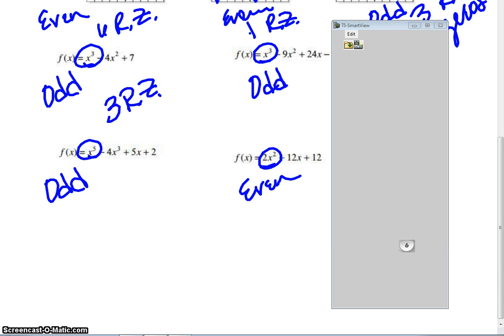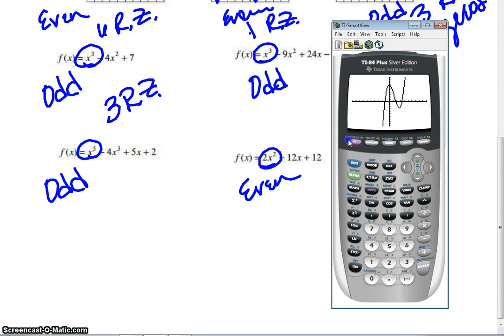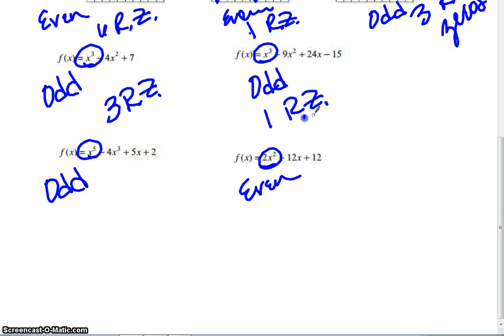Then I'm going to go back to y equal, clear it out, and this time we're going to have x to the third minus 9x squared plus 24x minus 15. I'll look at my graph. How many times does it cross it? It nearly gets there, but it doesn't quite get there. So you only have 1 real zero. On this one, 1 RZ.